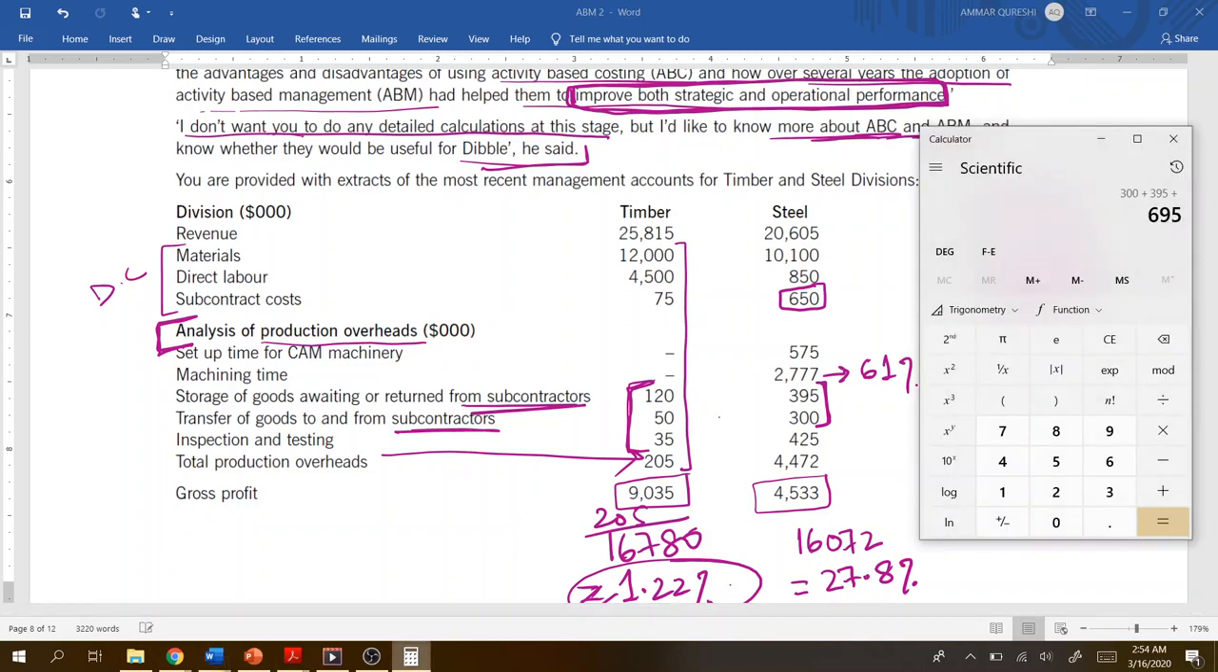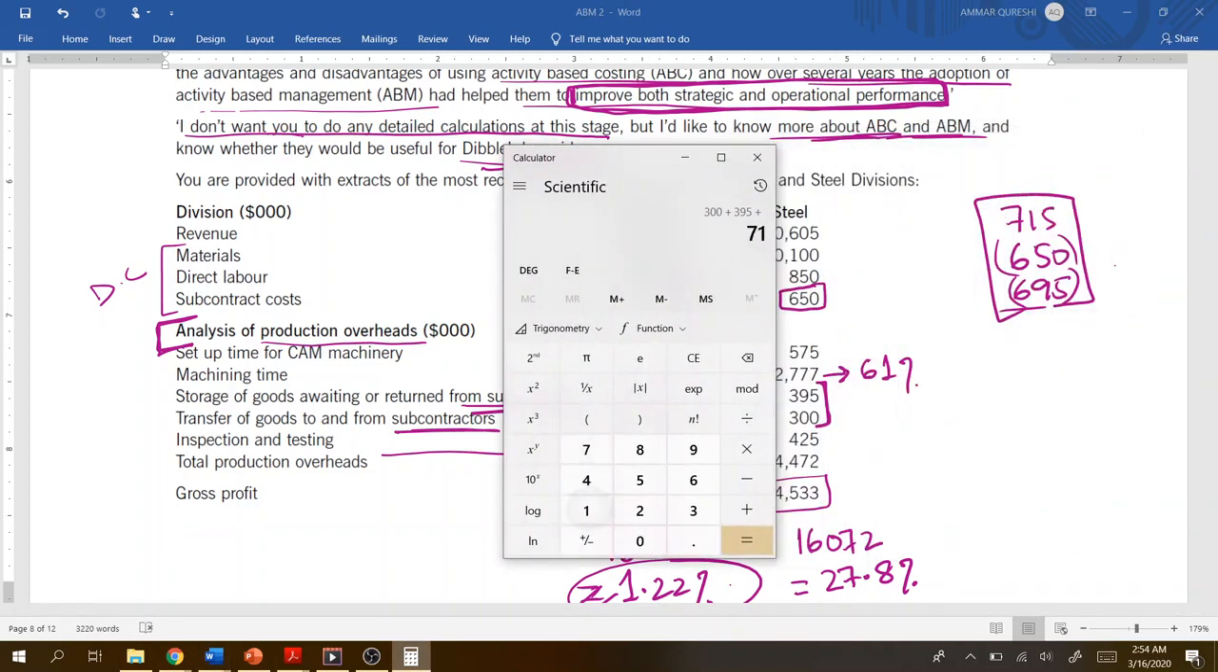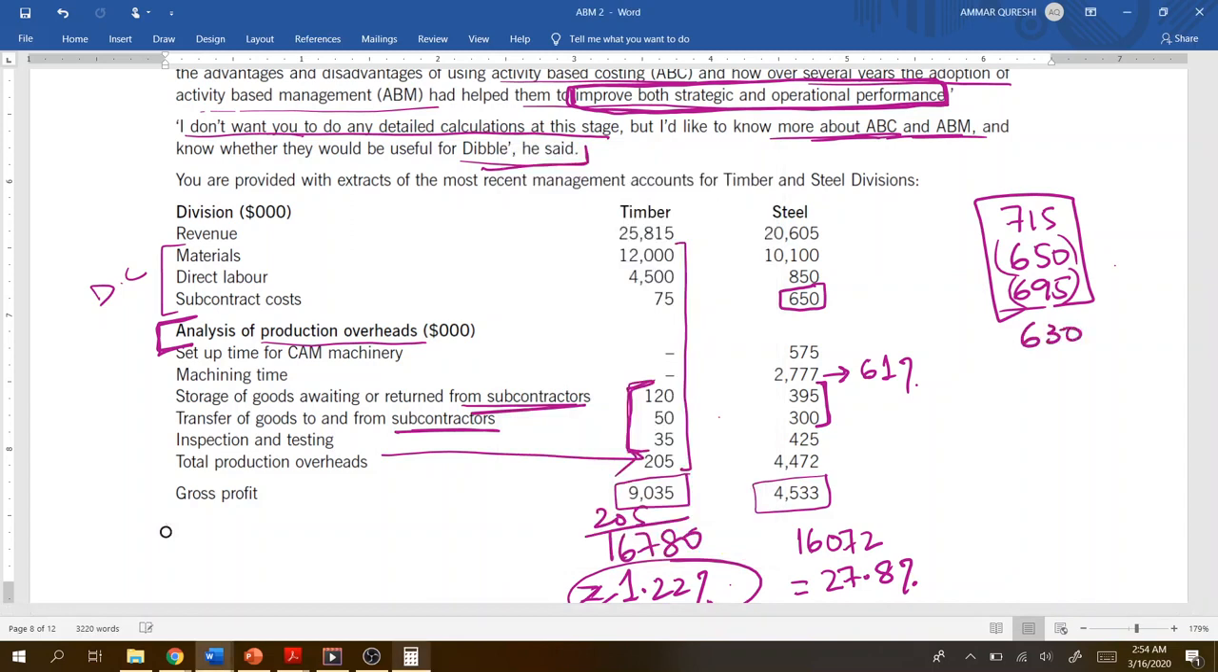Deduct this figure, you will get the profit, right? In fact, loss: 715 minus 650 minus 695. You will get a loss of 630. See, this cost is giving us, this product or this service is giving us a lot of loss. I mean, a huge amount of loss.